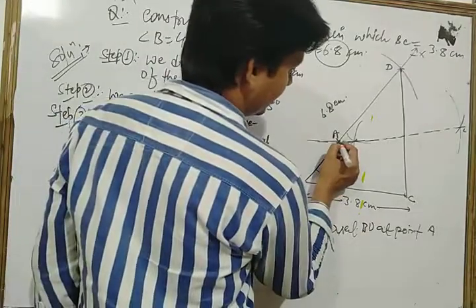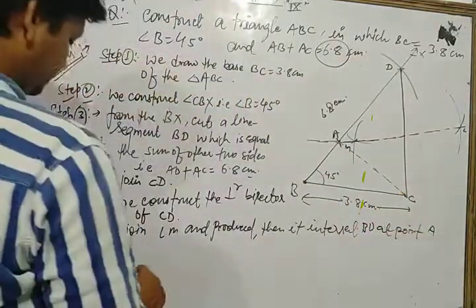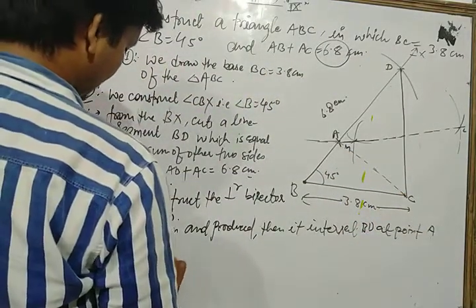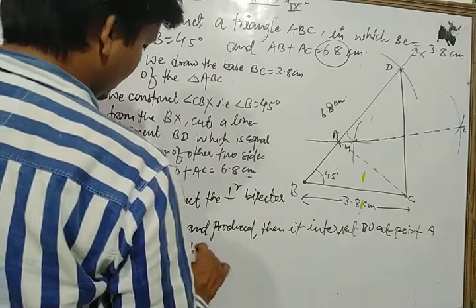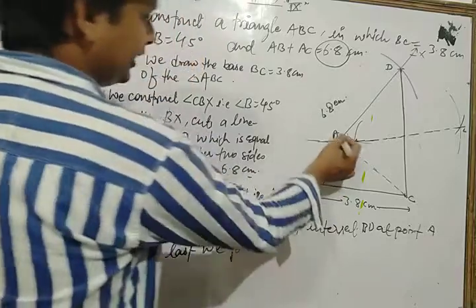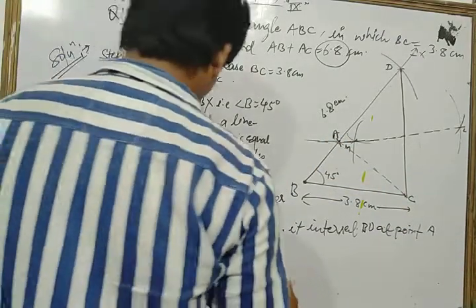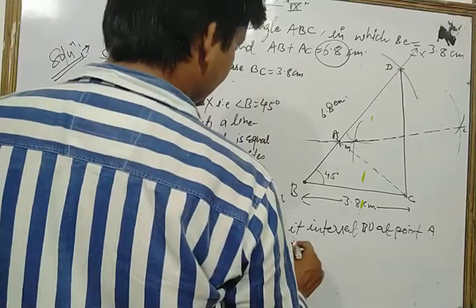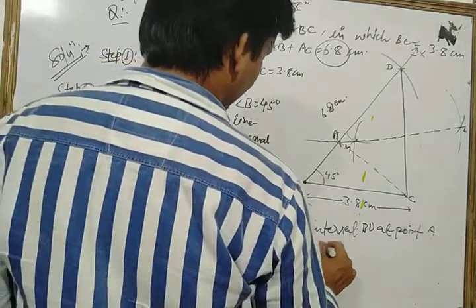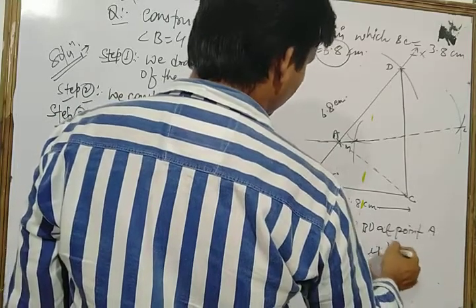we join AC. At last we join AC. Now the triangle ABC is formed.